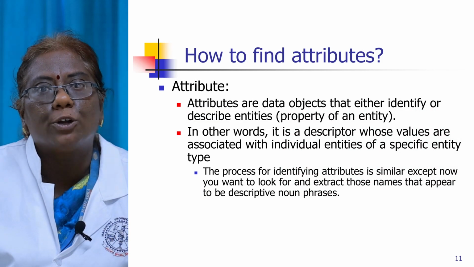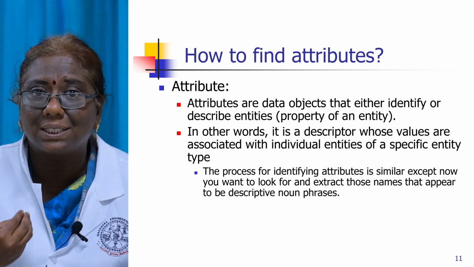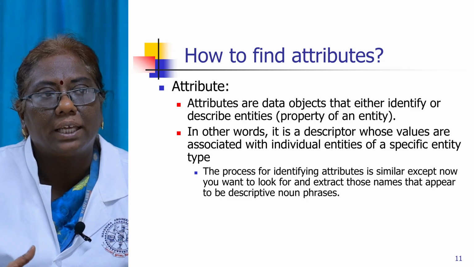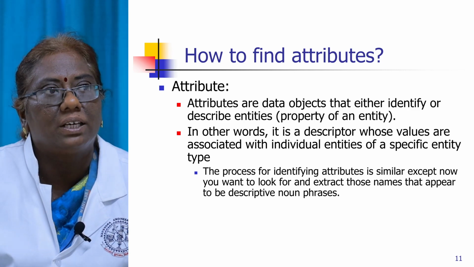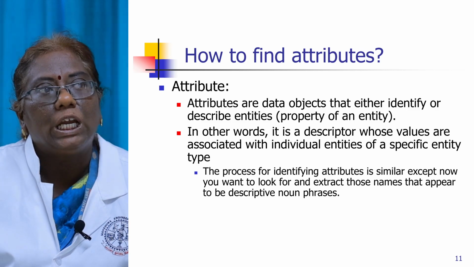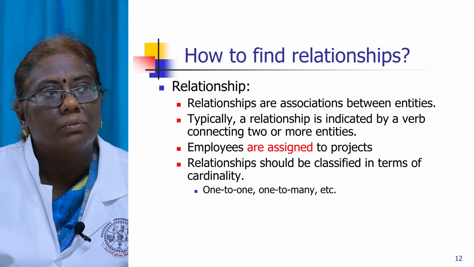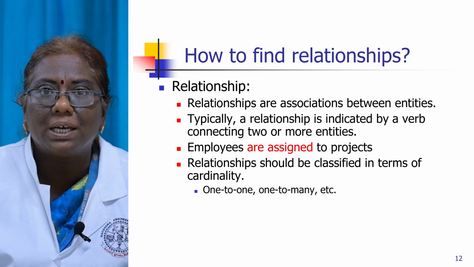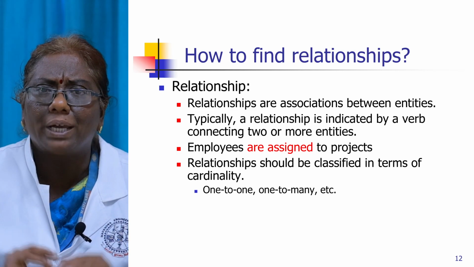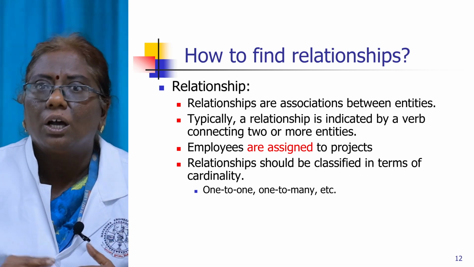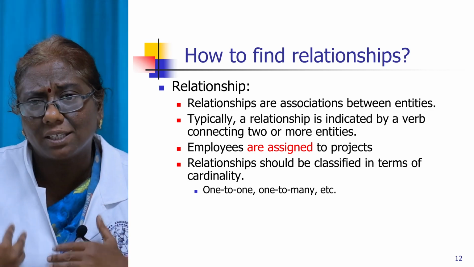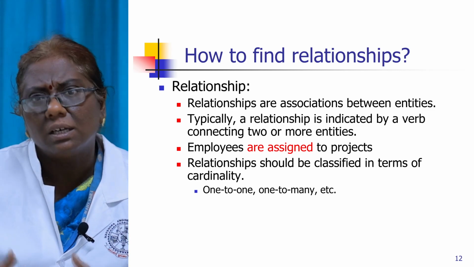Next, how to find attributes. Each entity will have a set of attributes to represent the entity values in a clear manner. Attributes are data objects that either identify or describe the entities. That is nothing but a property of an entity. In other words, it is a descriptor whose values are associated with the individual entities of a specific entity type. Next, how to find relationships. There can be relationships between the different entities available in your database data model. It can be a one-to-one relationship, one-to-many relationship or many-to-one relationship. That is done by the developer, or we can say the implementer.